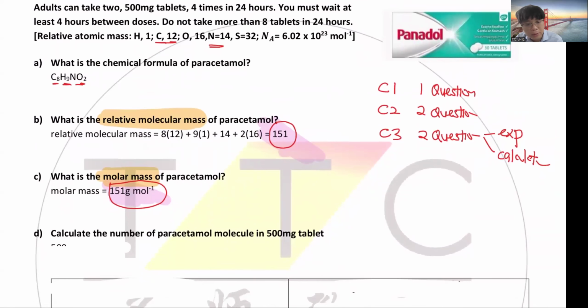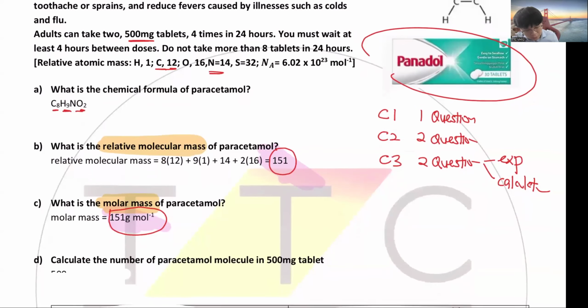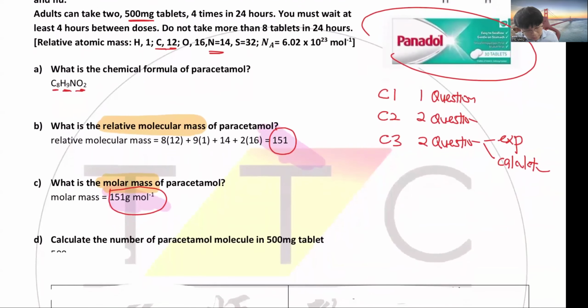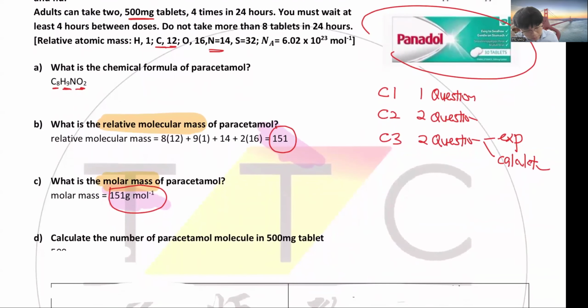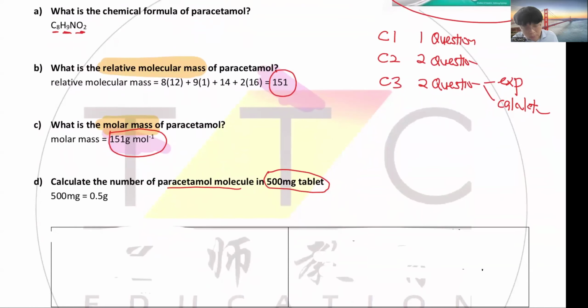Okay, then now they want you to calculate. We know that the Panadol that we take is about 500 milligram. So now they want you to calculate how much molecule you have in 500 milligram of the Panadol. So now the first step, milligram to gram, you have to divide by 1000.